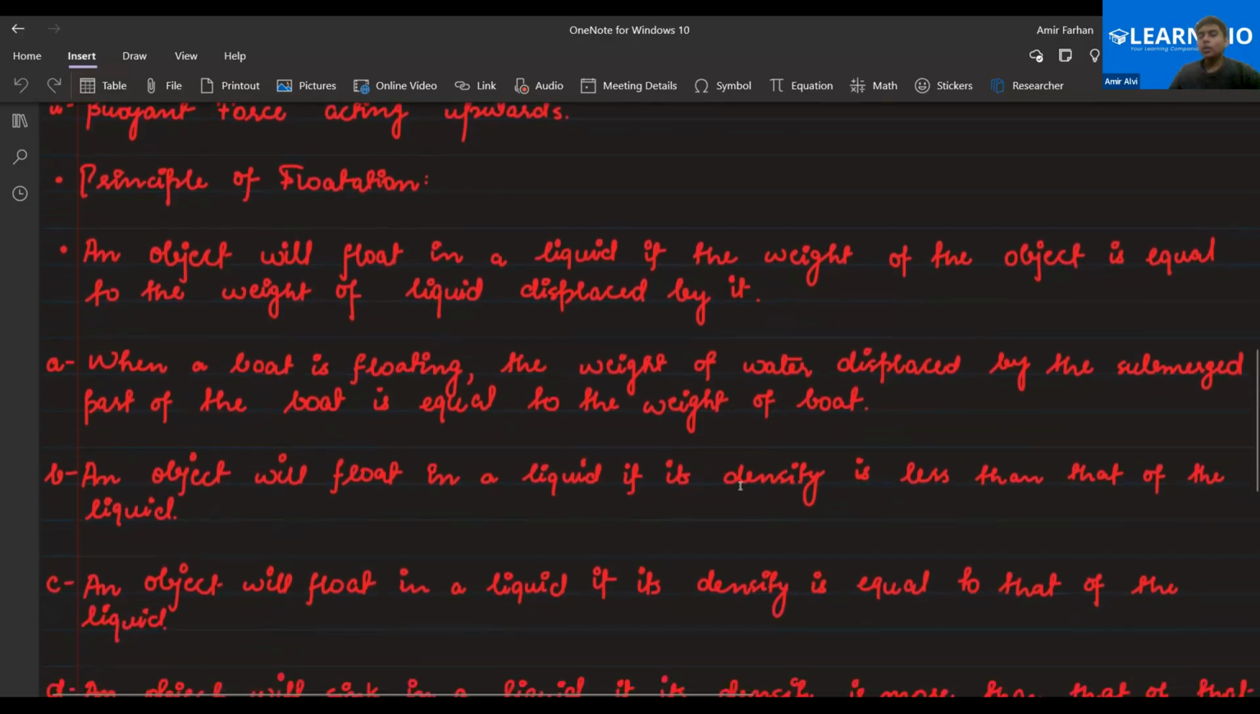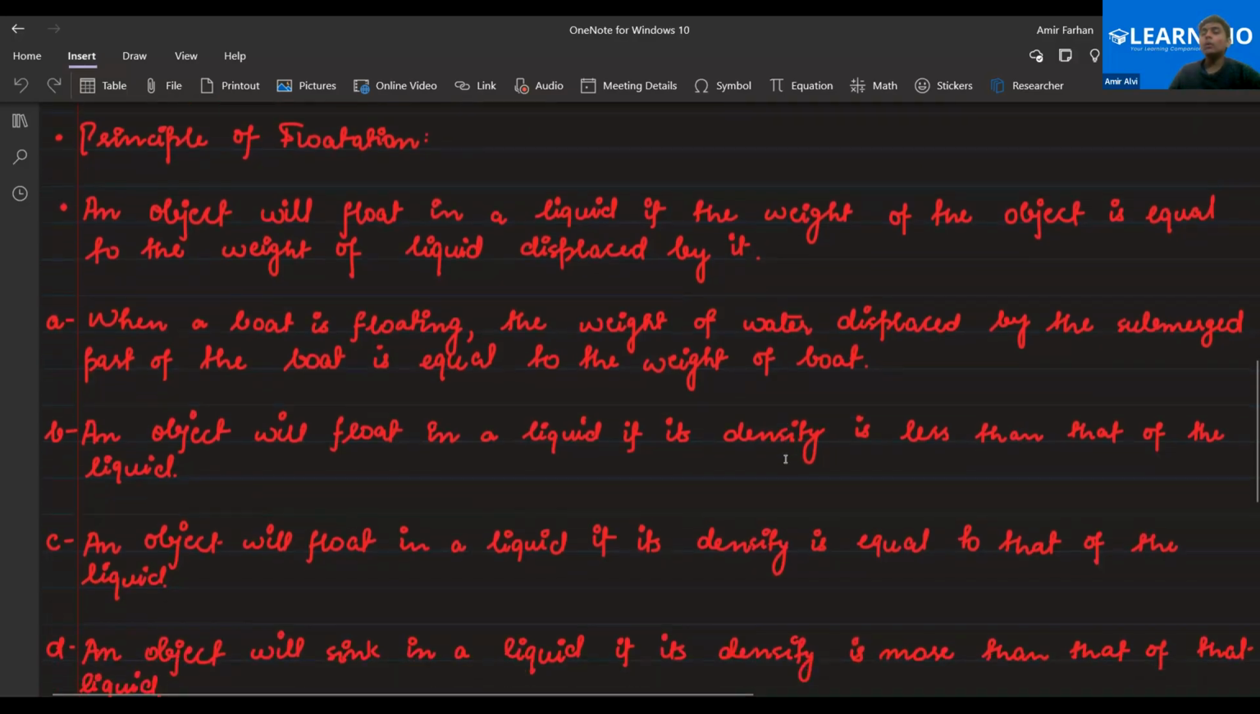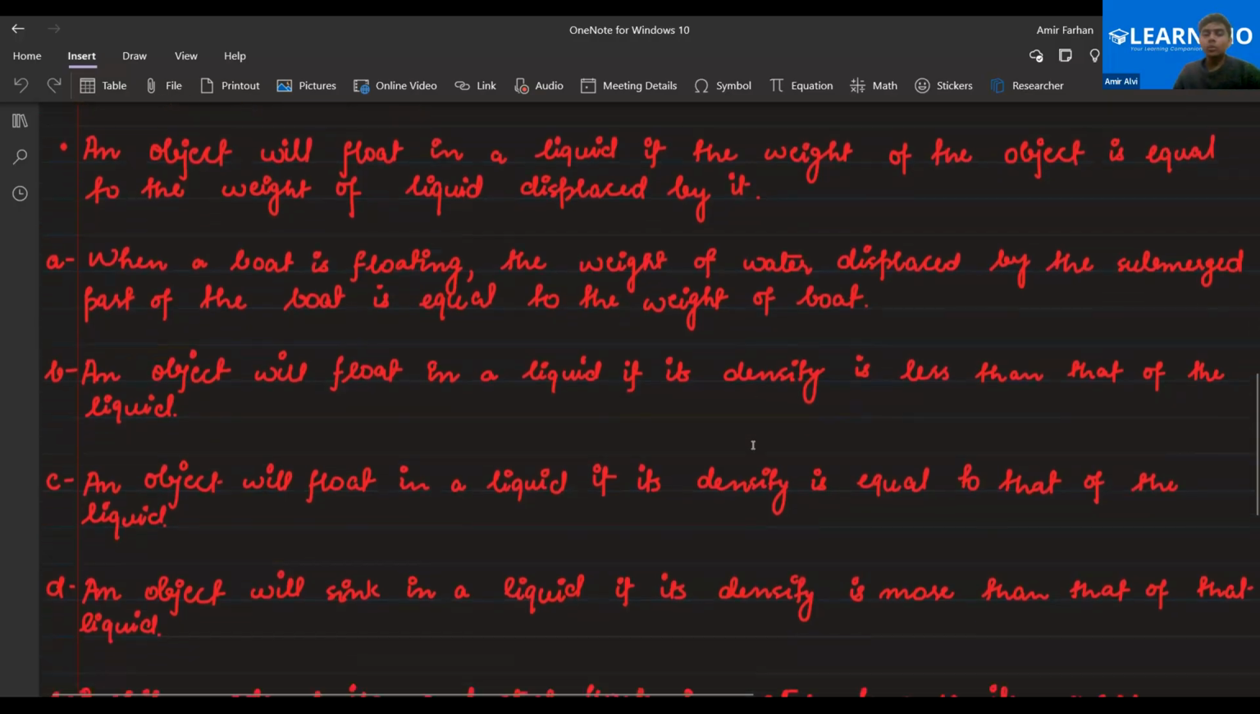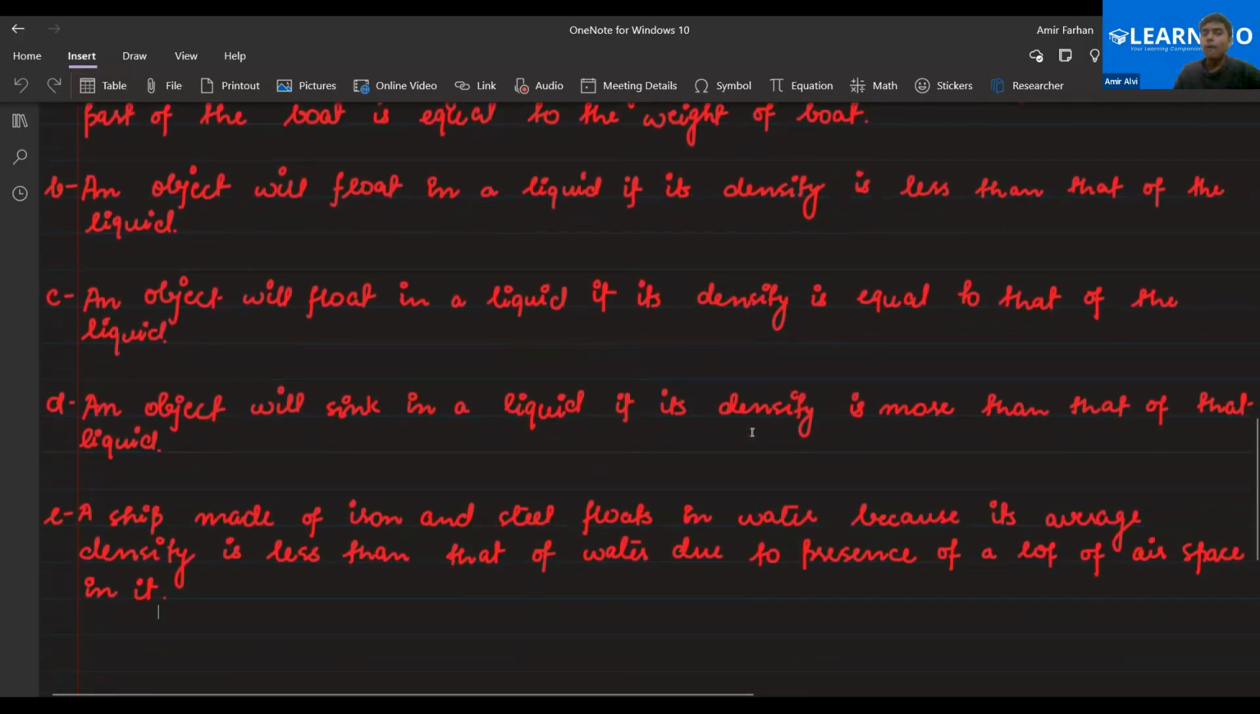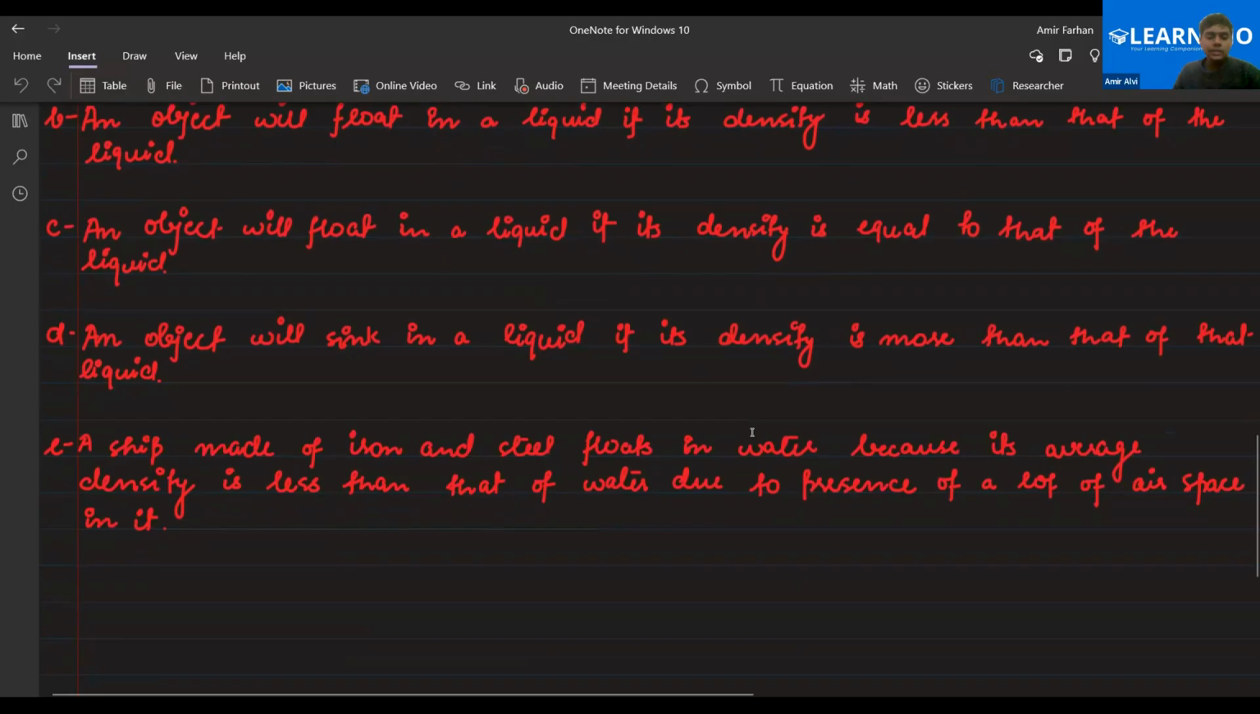An object will float if its density is less than that of the liquid, and the object will also float if the density is equal to that of the liquid. So in both the less than and equal cases, the object will float. But if the density of the object exceeds the density of the liquid, then it will sink. Clear, all of you? Yes, sir. Good.